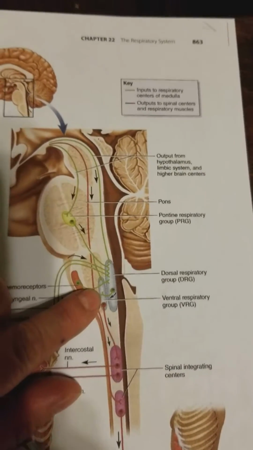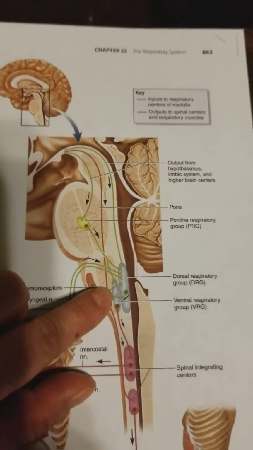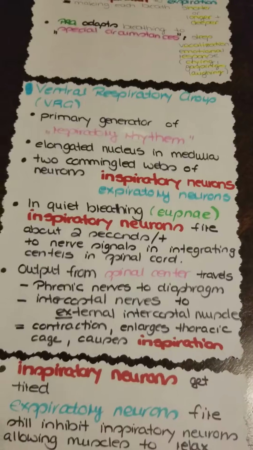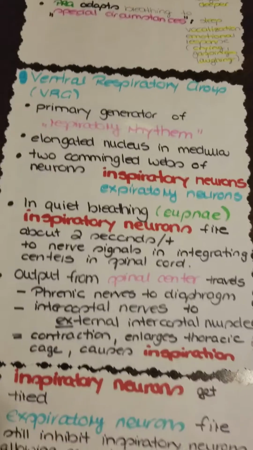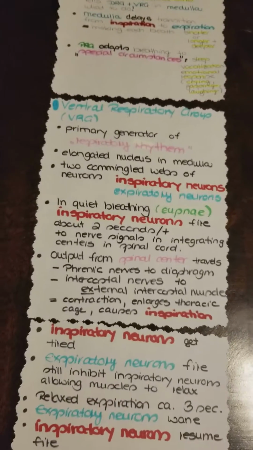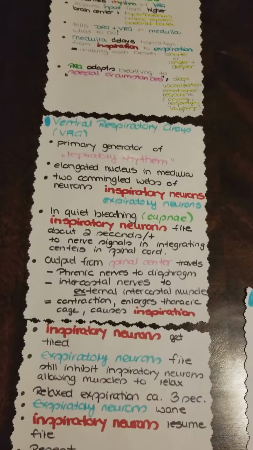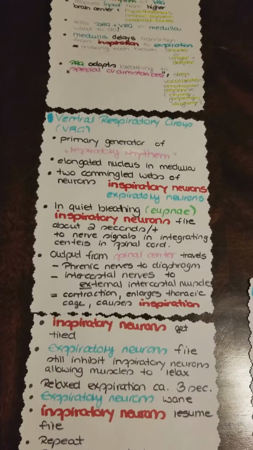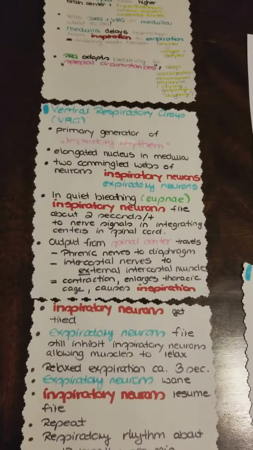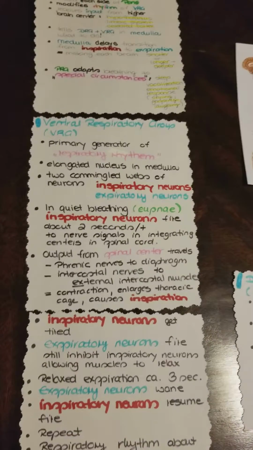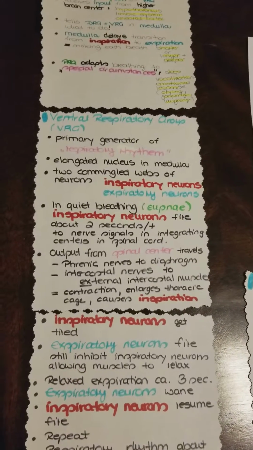And we're going to start with the ventral respiratory group. This is the blue nucleus right here. It's the primary generator of the respiratory rhythm. It's an elongated nucleus in the medulla. It has 2 commingled webs of neurons, that would be the inspiratory neurons and the expiratory neurons.